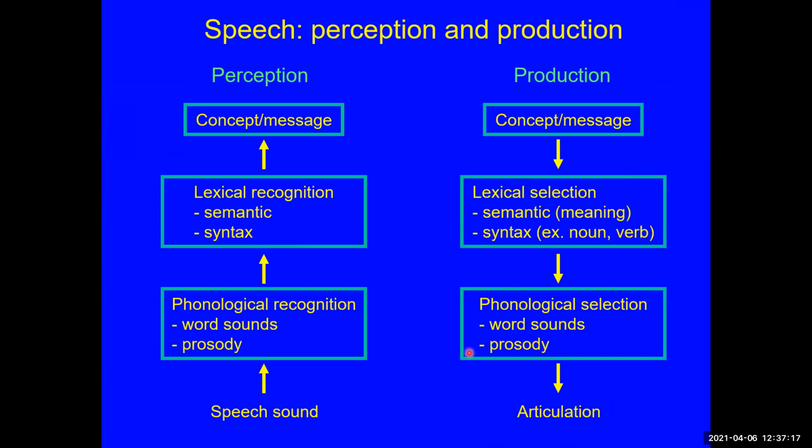We can think about perception and production as being kind of the same basic processes, only done in 2 different directions. So with speech production, you begin with a concept, a message, something that you want to say, which is very mysterious, right? When you want to say something, where does that come from?